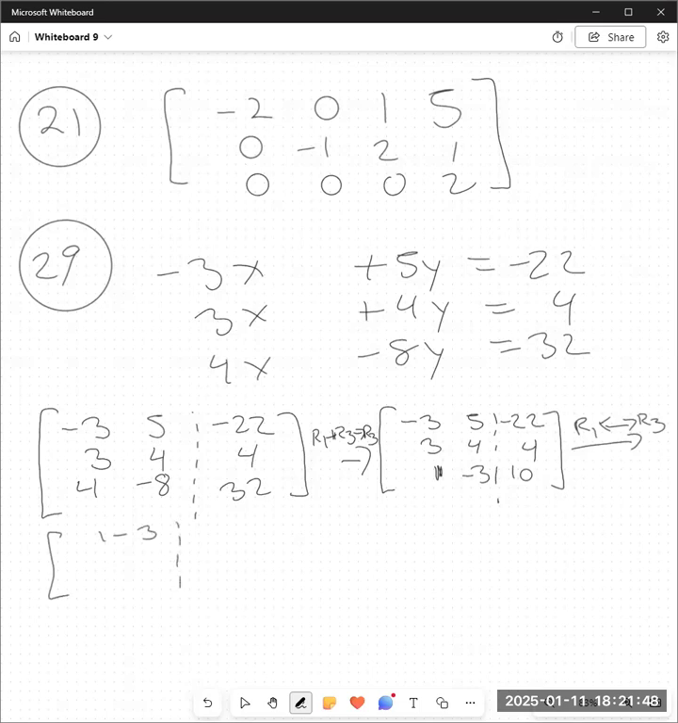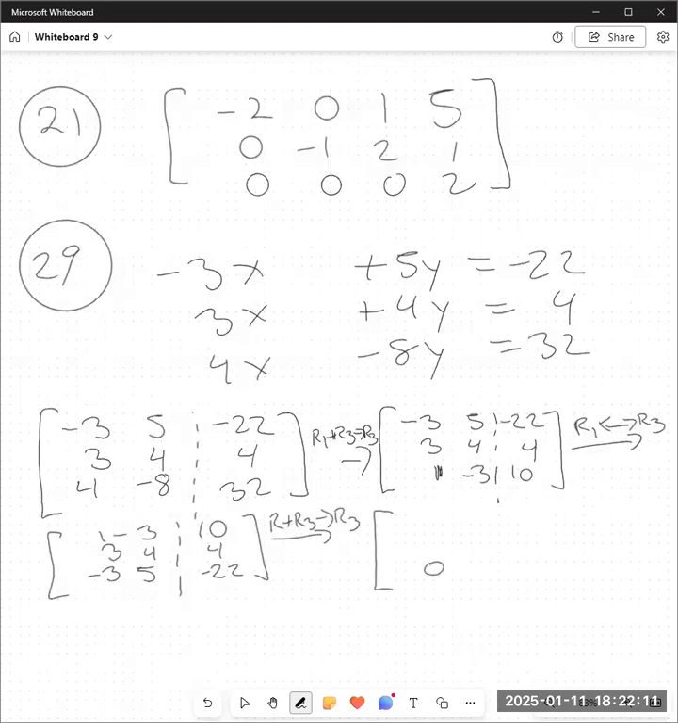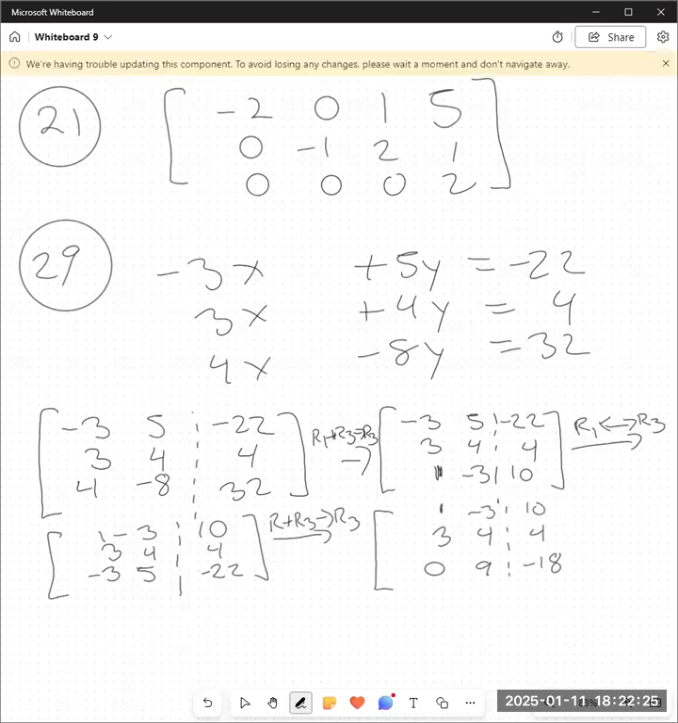1, -3, 10, -3, 5, -22, 3, 4, 4. So now I want to get zeros beneath. So I'm going to use row 2 and row 3 to add to give me a new row 3. It's going to give me 0, 9, -18, 3, 4, 4, 1, -3, 10.